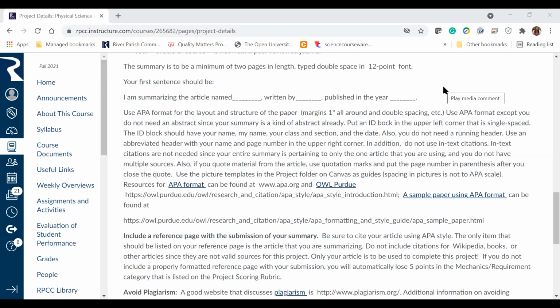Any questions on that? So this ID block, is that right before you start writing your paper? It's in the upper right, upper left corner, right? So before you start actually summarizing, right? Right. Okay. I was just making sure. Right.